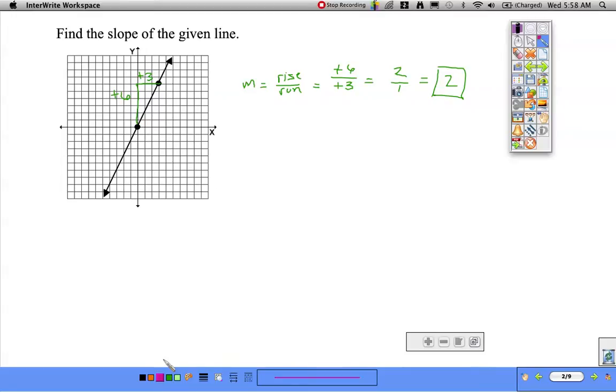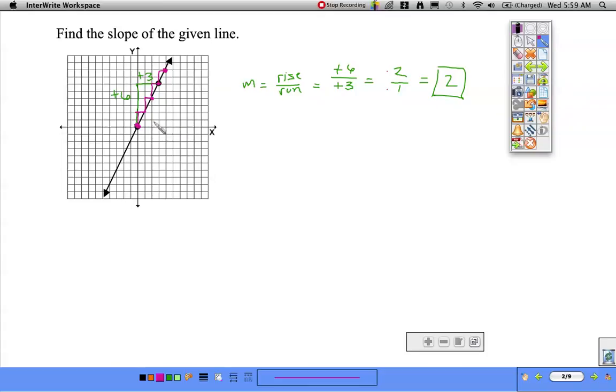What that means is I didn't have to start at these 2 points, but to go to the next point it would have been up 2, right 1, up 2, right 1, and so on. So I'm constantly getting to the next point on the line by using the slope of up 2, right 1, or a slope of 2.